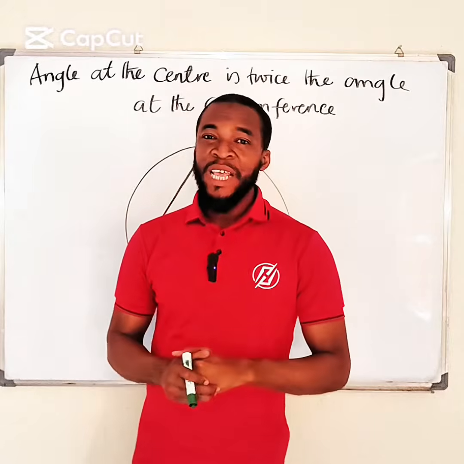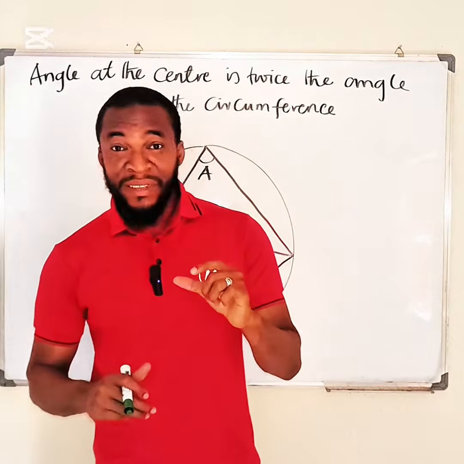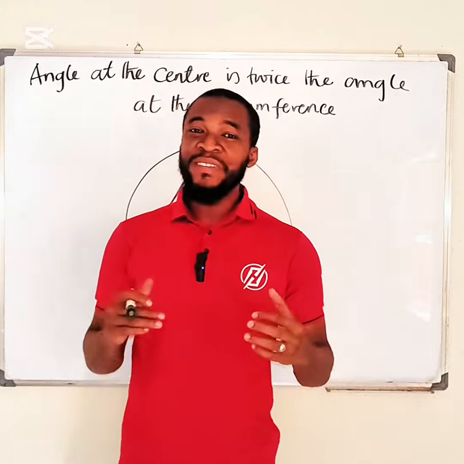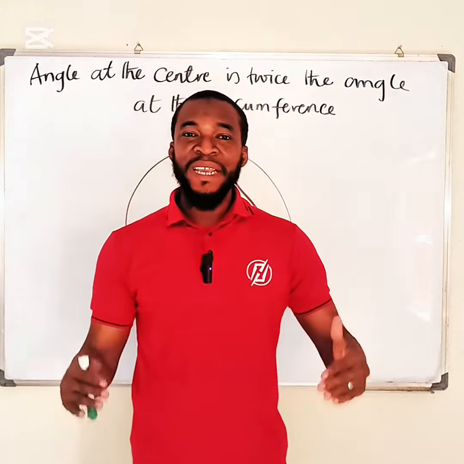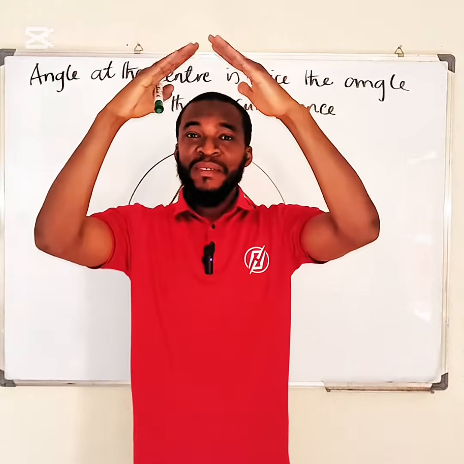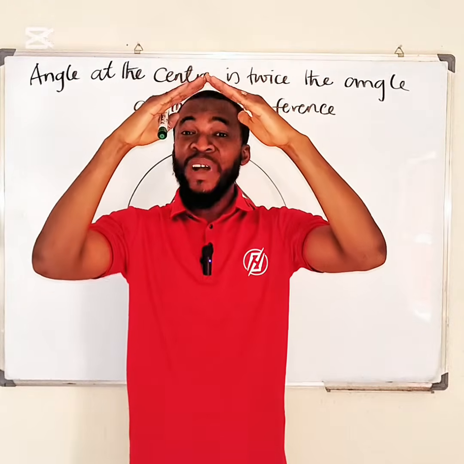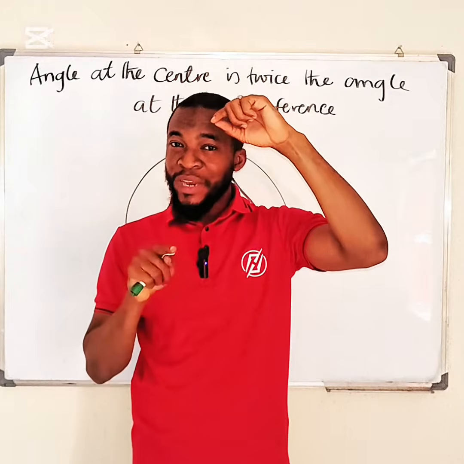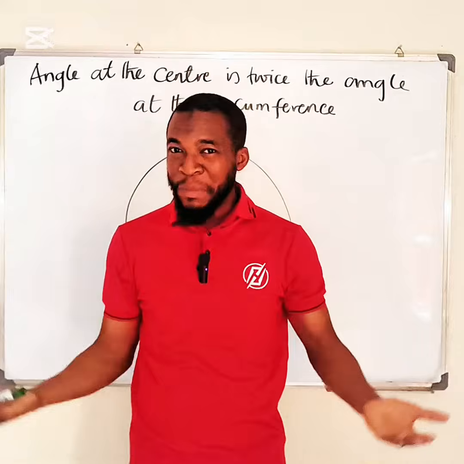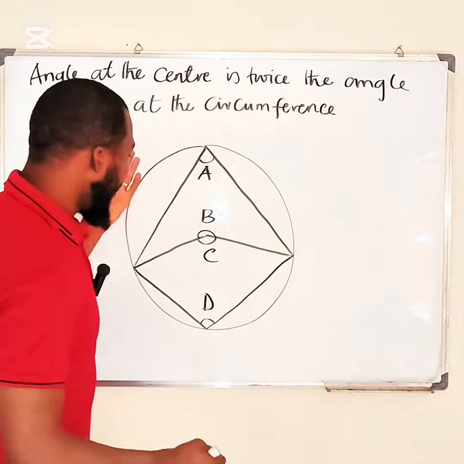Hello everyone. I would like to explain one thing in circle theorem that tends to confuse a lot of students, which stated that angle subtended to the center of a circle is twice the angle subtended to the circumference, provided the two angles, the one at the center and the one at the circumference, are produced from the same arc. So I have a diagram here.